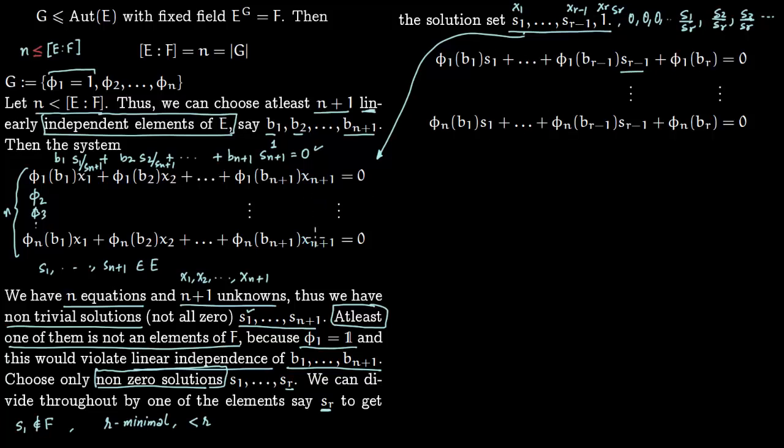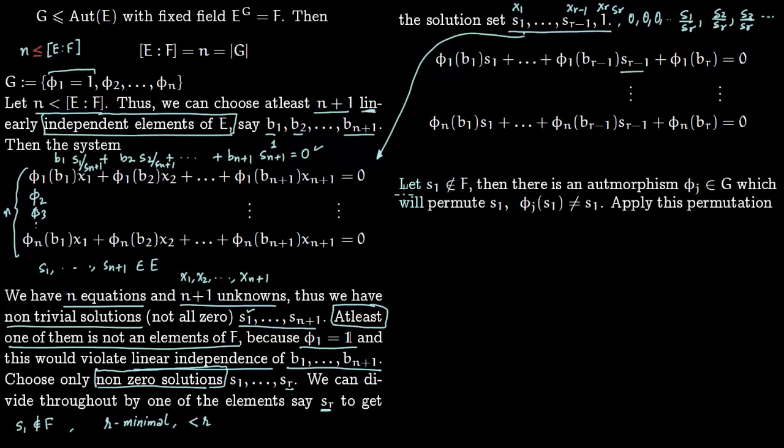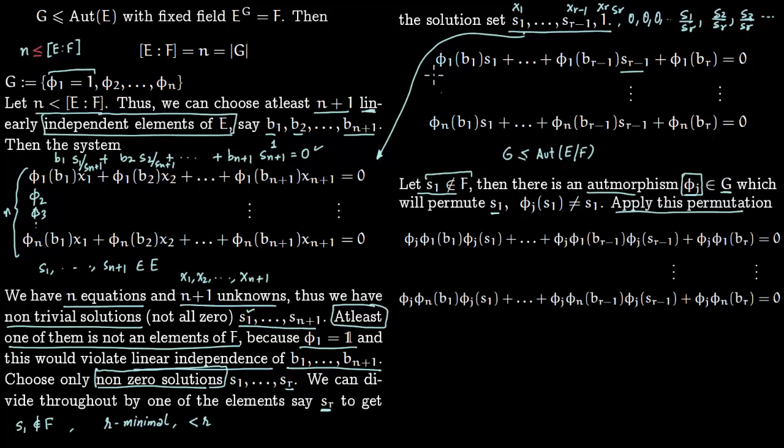So this system reduces to this system, and we have already said that one of the elements, s1, is not in F. That means this group G, which is a subgroup of automorphisms of E with fixed field F, fixes the field F, but s1 is not in F. So there should be some automorphism in group G which will move s1. Say this phi j is some special automorphism such that phi j of s1 is not equal to s1, because s1 does not lie in the field F. Now you apply this automorphism to this set of equations above.